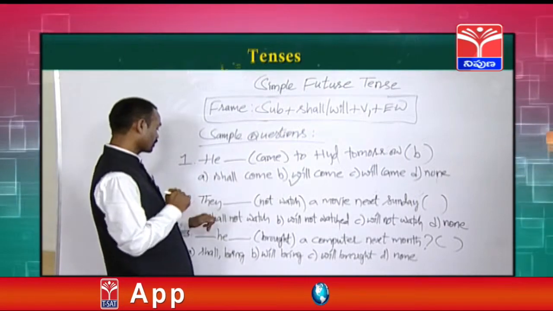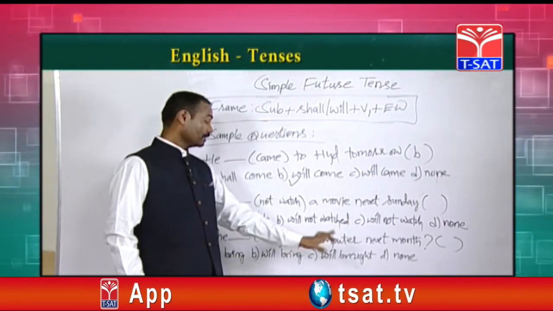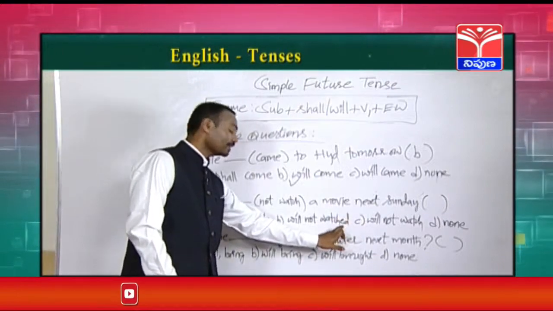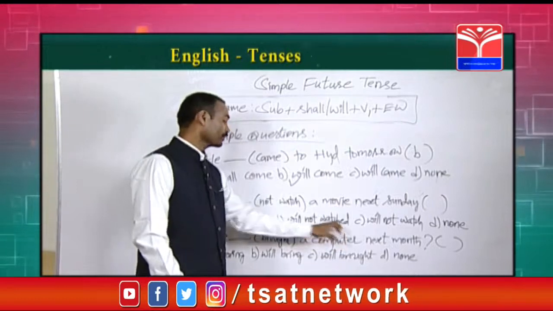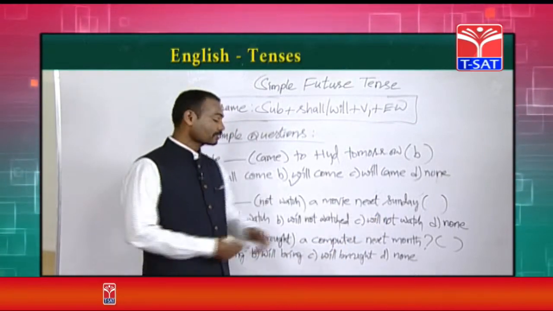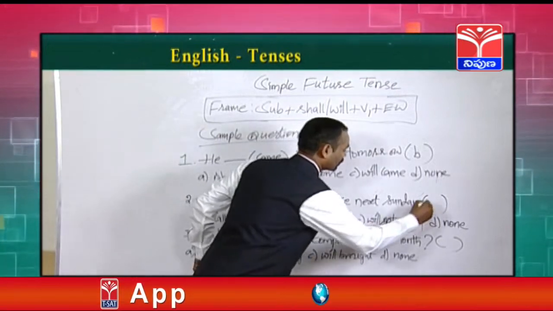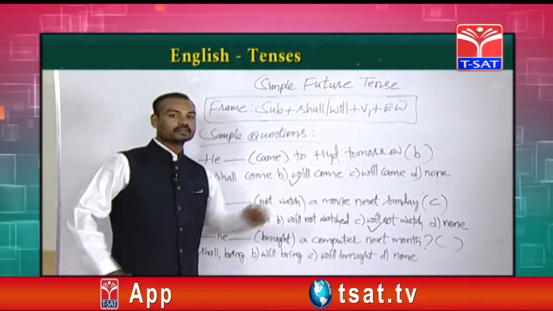Where is that will not watch? Option A, shall not watch, wrong. Option B, will not watched. Up to here it is right, but here they gave watched, which is V2. V2 should not be used in simple future. Option C, will not watch, is the right answer. Yes, the answer is C. In the second question, the right answer is C.